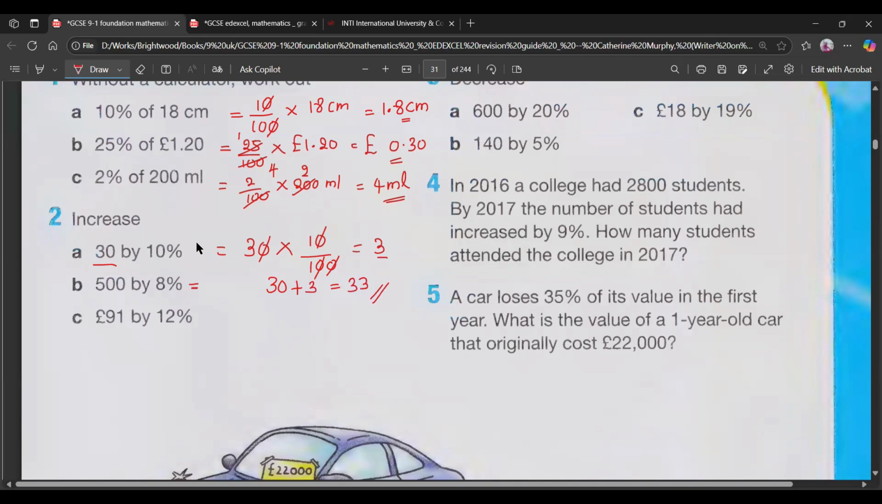Can you do this too quickly? First of all, 500 by 8%. If I go faster, let me know. If anyone didn't understand any part, please ask again. Ask anytime. Sometimes I try to do a lot of questions. If you have some doubt, ask.